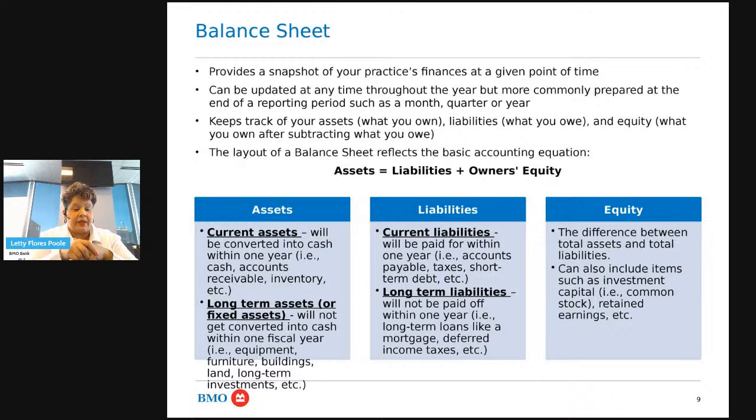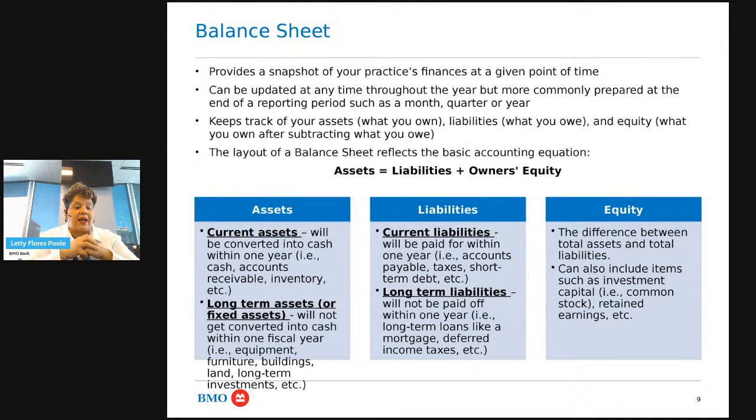Long-term liabilities. This is what will not be paid off in a year. So say, for example, you have a mortgage, right? You have a commercial real estate loan, deferred income tax, etc. And then let's review equity. So again, equity is the difference between total assets and total liabilities. When you think of all your financial statements, they're really one big math problem, right? You take your assets minus your liabilities and that gives you your equity. That's what goes onto your balance sheet.